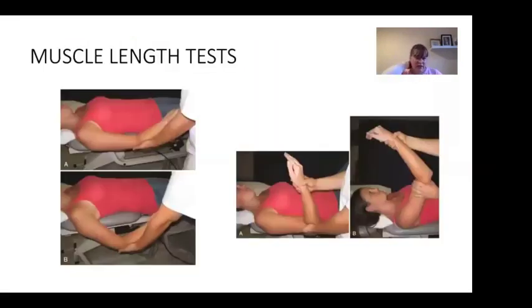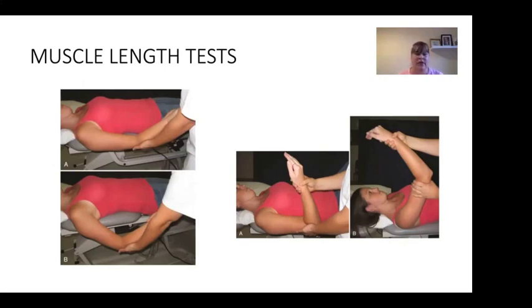So muscle length tests are really important. We mustn't forget that the muscles that cross the elbow often cross two joints. So biceps and triceps are muscles that cross the shoulder and the elbow. And then if we think about it, the wrist flexors and wrist extensors again cross two joints.